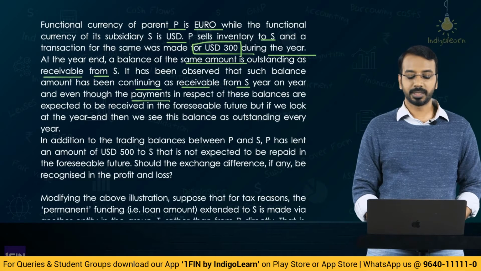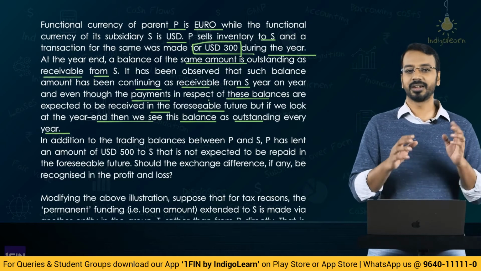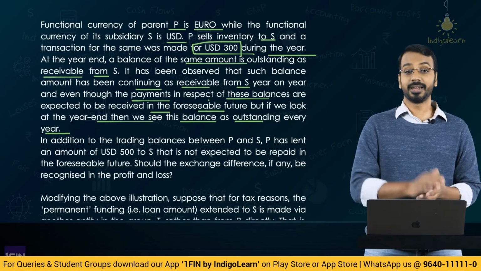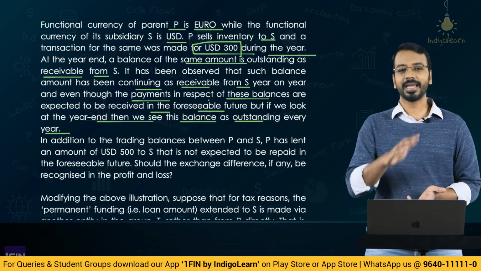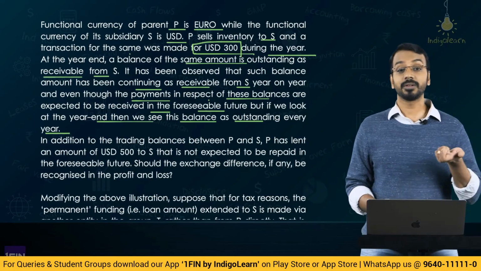Okay. It has been observed that such a balance has been continuing as receivable from S year on year, even though the payment in respect of these balances is expected to be received in the foreseeable future. But if you look at the year end, we see this balance as outstanding every year. So basically what happens is, let's say billing of 300 is done. This amount is outstanding at the year end. Next year, this amount is paid, again a billing is done. Okay, similarly it keeps on continuing. So the closing balance is always 300.